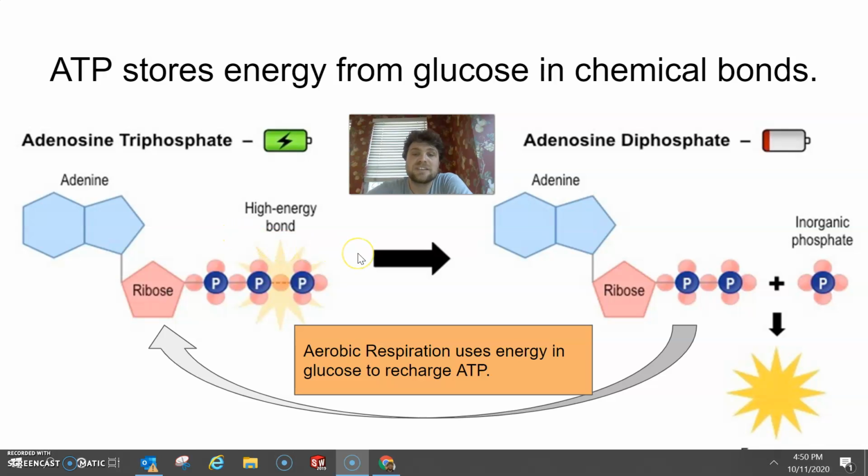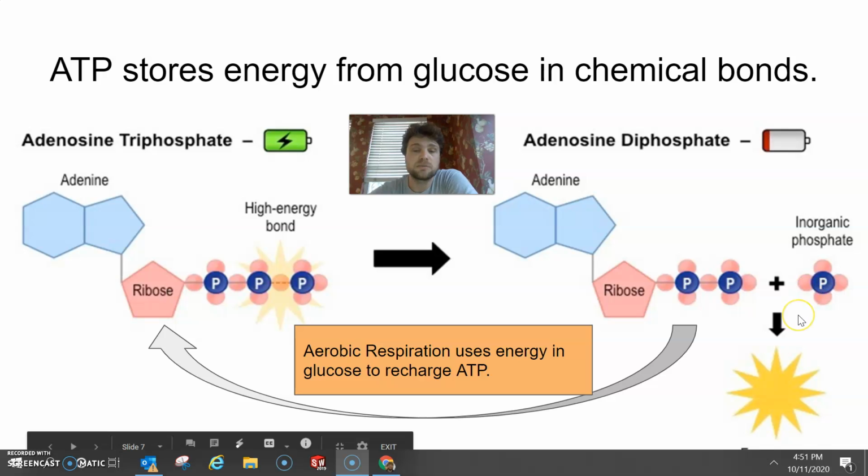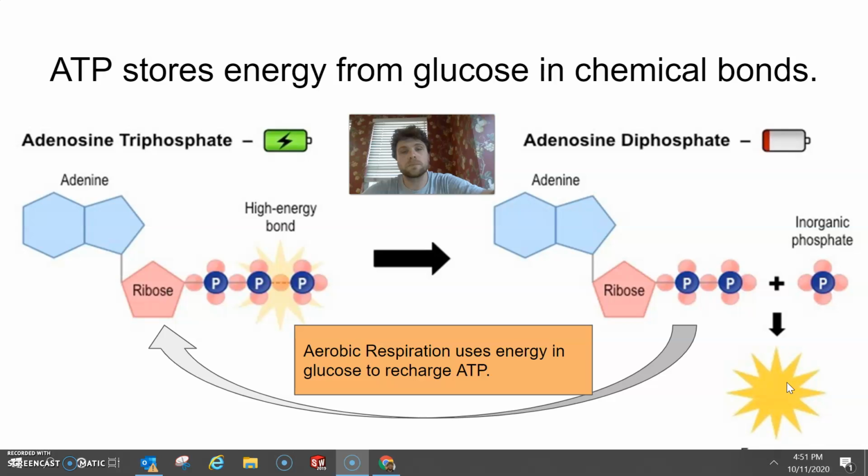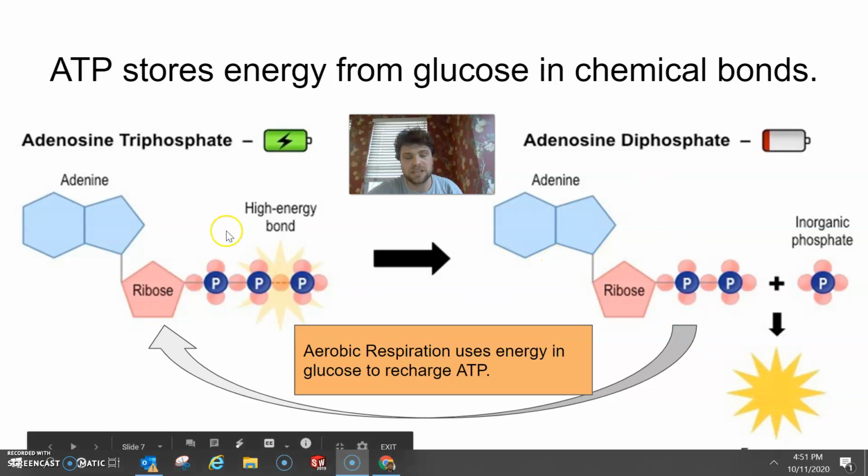And when a cell wants to do something, say it wants to fix the cell membrane, it wants to break down something, it wants to sense something in the outside world, it wants to make something, ATP attaches to it and then pops off one of these P's, which is called a phosphate. So one of these phosphates pops off, and in the process, that energy gets released and helps whatever enzyme or part of a cell that this ATP attached to, it helps it do something.